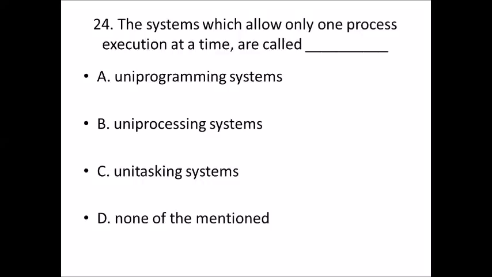The system which allows only one process execution at a time is called dash. Option A, uniprogramming systems. Option B, uniprocessing systems. Option C, unitasking systems. Option D, none of the mentioned.